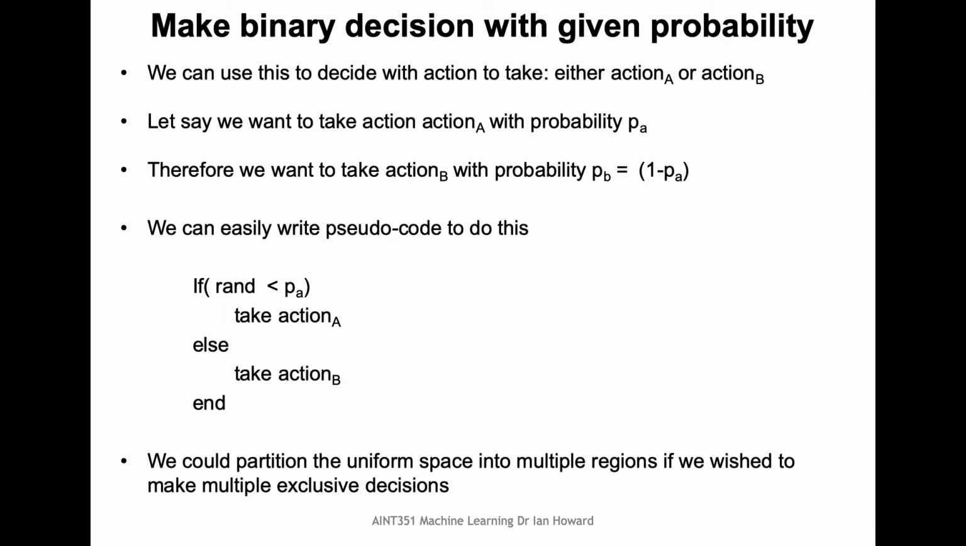Now in practice you could split up this region even more into multiple regions if you wanted to do that, and if you wanted to make 3 decisions, A, B or C, you just have to say which region it is in, is the value of RAND between certain different values, in order to make certain, in this case, mutually exclusive decisions.